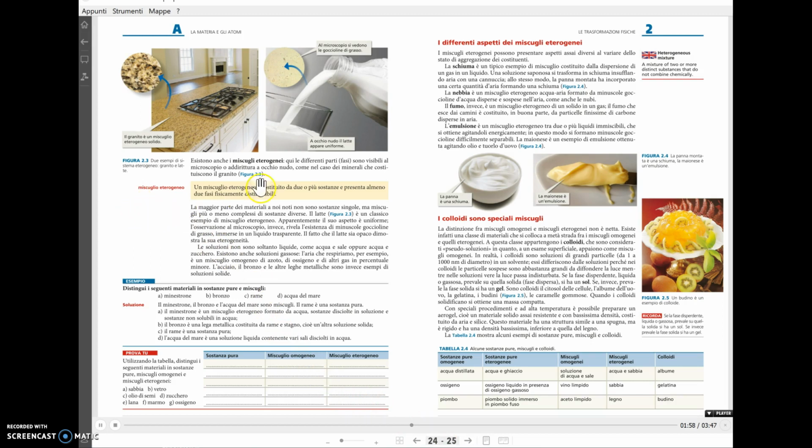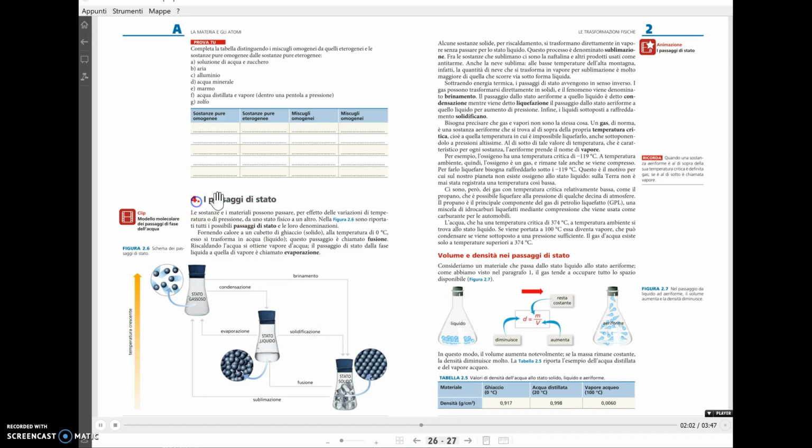D. Changes in state. Changes in state involve the transformation of matter from one physical state to another. For example, from liquid to solid, due to changes in temperature and pressure. Fusion is the transition from solid to liquid. Evaporation is the transition from liquid to gas vapor. Sublimation is the direct transition from solid to gas vapor.